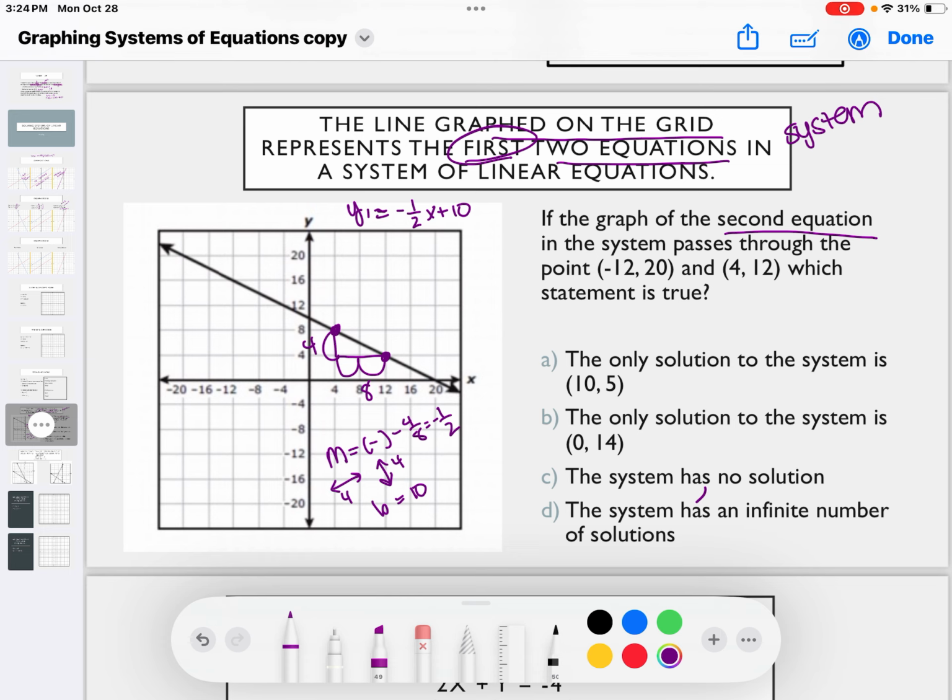Okay, the second equation, the graph passes through the points negative 12, 20, and 4, 12. Which statement is true? Okay, there's two options here. I can find the equation of these points, or we can just try to graph them on the grid, right? So pause the video, plot these 2 points, and connect them, and let's see what you notice about these 2 lines. But I want you to take a step further, find the slope and the y-intercept.